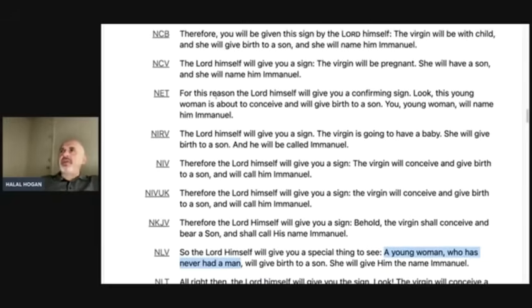NET, done by evangelical Trinitarian scholars who teach in seminary. Look how bad this is. Look, this young woman is about to conceive and will give birth to a son. You, young woman, will name him Emmanuel. They not only translated young woman, but they added it a second time for emphasis. You guys see that? These are evangelical Trinitarian scholars. What do you think Justin Martyr and Irenaeus would have done to them?